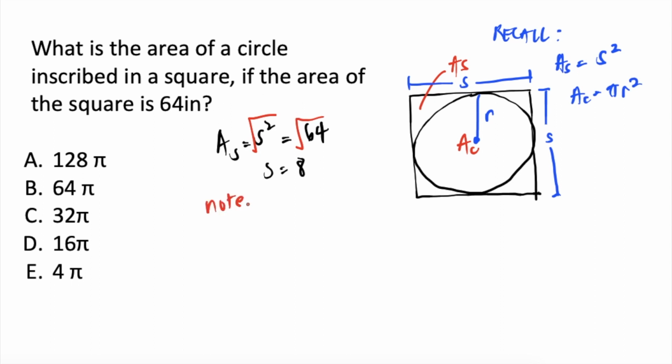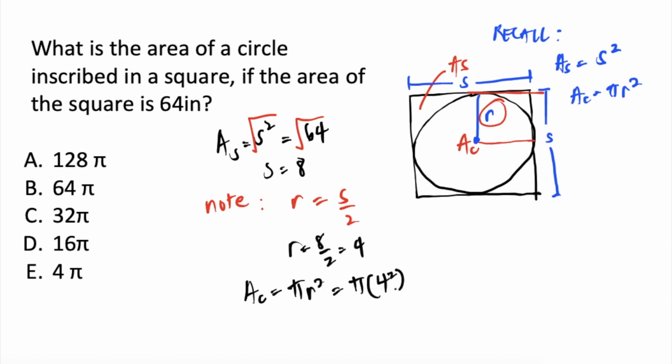If mapapansin nyo, yung radius natin is actually 1/2 of the side length s. So, r is equal to 8 over 2, which is equal to 4. So, area of the circle is equal to pi times 4 squared, which is equal to pi times 16 or 16 pi. Our final answer is letter D.